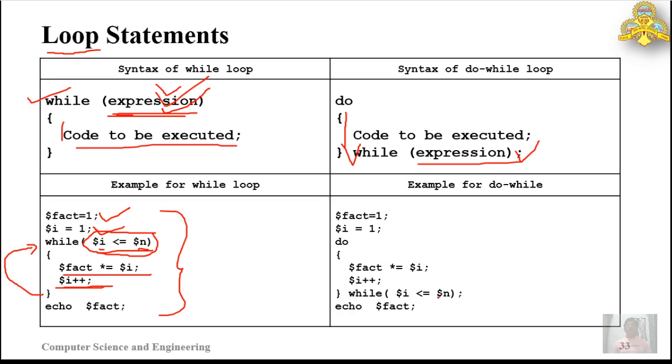So I am using $n, assuming that n already has some information. Here the loop condition is given at the beginning of the loop, whereas here it is at the end of the loop. So multiplication is done first, the value of $i is incremented first, then the condition checking, that is Boolean expression evaluation, and after the loop it displays the value stored in fact.